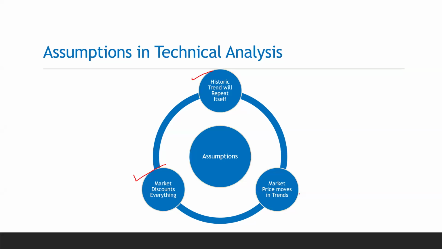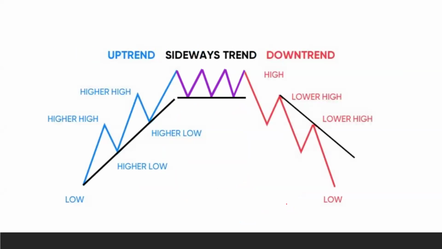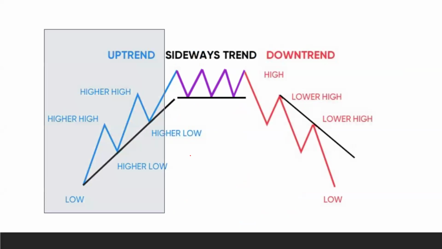And the third thing is that market prices move in trends. So when I say move in trends, let's see this. There are three kinds of trends which happen in the market. Whichever chart you look at, only these three things will happen. There is no fourth trend which will come. First thing is an uptrend, which means price is rising. Now, what is the indication of an uptrend?